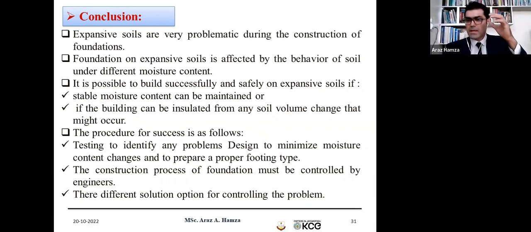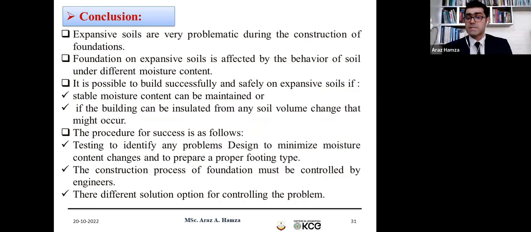Even Terzaghi said, if there were no water on the earth, we wouldn't need soil mechanics. It means that all the different problems of soil come from water. Water is very valuable in our daily life, but it is very problematic for the soil. Therefore, we need to think about controlling the water variation. This is the main idea for every engineer to be safe from expansive soil.